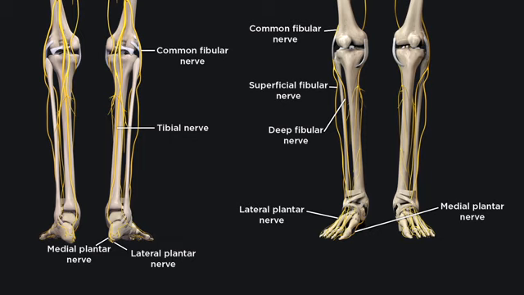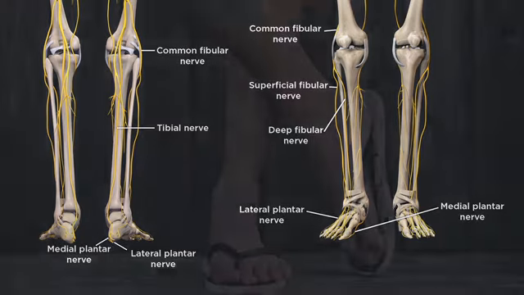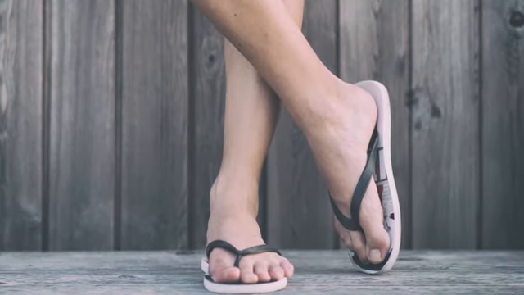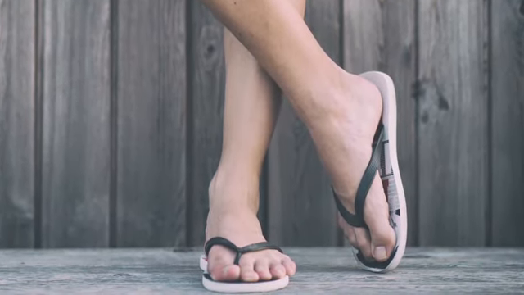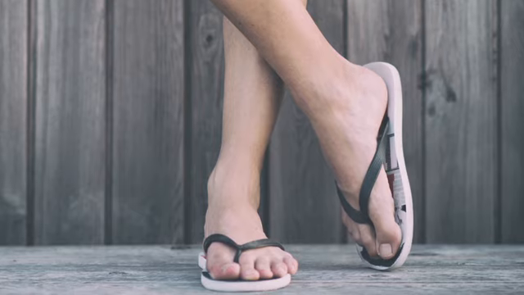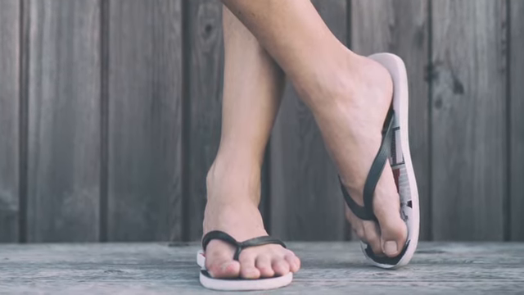The deep fibular nerve supplies the muscles of the anterior compartment of the leg, the muscles on the dorsum of the foot, and a small patch of skin between the big toe and second toe. That branch is sometimes called the flip-flop nerve because that skin is where the tether in the open-style footwear, often called a flip-flop, would sit.